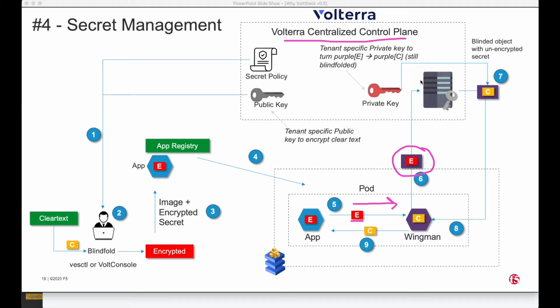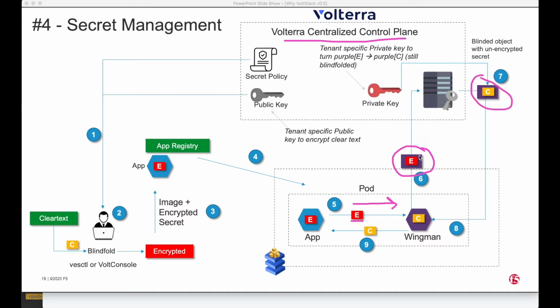So what happens is that once it reaches this centralized control plane, Wingman has all the authority, with all the secrets and all the certificates, so that it is able to talk to it. And the tenant-specific private key will be used to turn this encrypted blindfold into another blindfolded object with an encrypted secret.